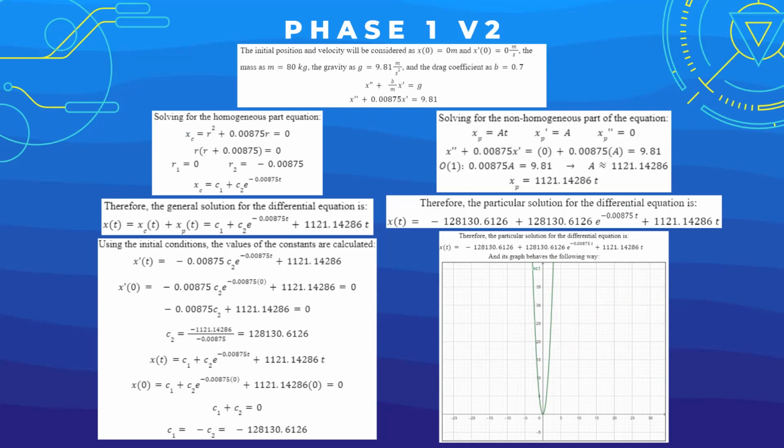And we use the initial conditions that were given: that the position at time 0 was 0 meters, and the velocity at time 0 was 0 meters per second. And by doing the calculations, we get that both of the coefficients have the same value, only with different signs. And we have the particular solution, and its graph is this one. In this case, we only consider the positive part of the graph relevant, because using negative values of time makes no sense.